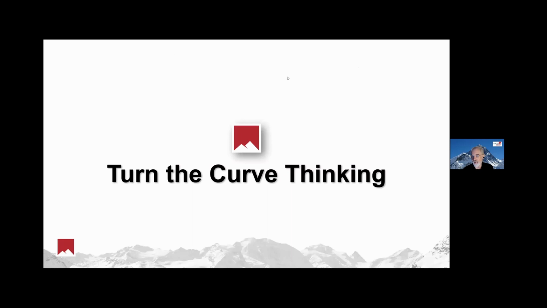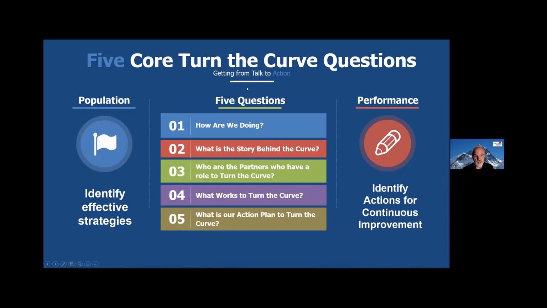So turn the curve thinking, how do we now use that data? Going through these 5 questions, and we use it with population level indicators. It's to identify new strategies or activities or public policies to implement. When we do it with performance measures, it's to identify action steps that staff, partners, volunteers can take to improve your program real time in what you're doing.